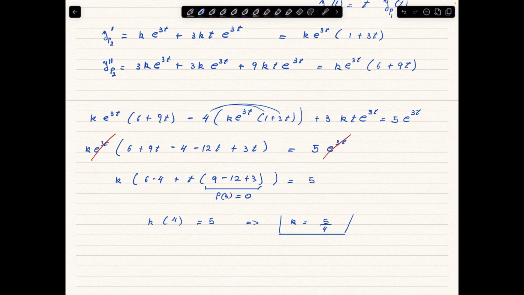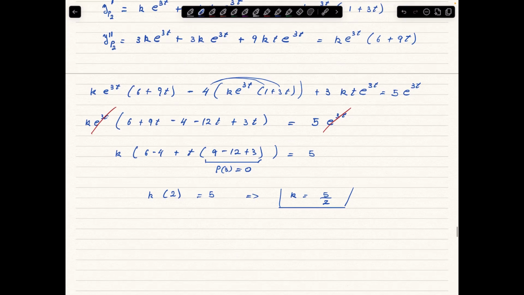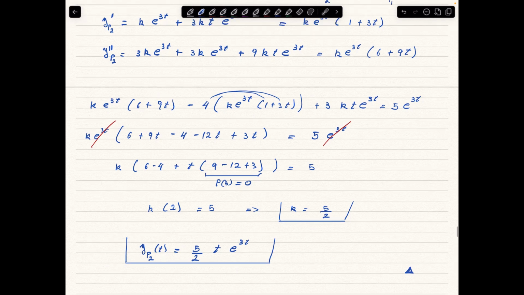5/4? Why 5/4? It's wrong, isn't it? Because last time I checked, 6 minus 4 is 2, not 4. So this is 2 here. So that here is a 2. Alright, so hopefully now it's correct. And here is our particular solution for this problem, which took a little bit more work, which is 5/2 t exponential 3t. So that is how we solve this problem. Sometimes the first guess works, sometimes we need to multiply our guess by t.